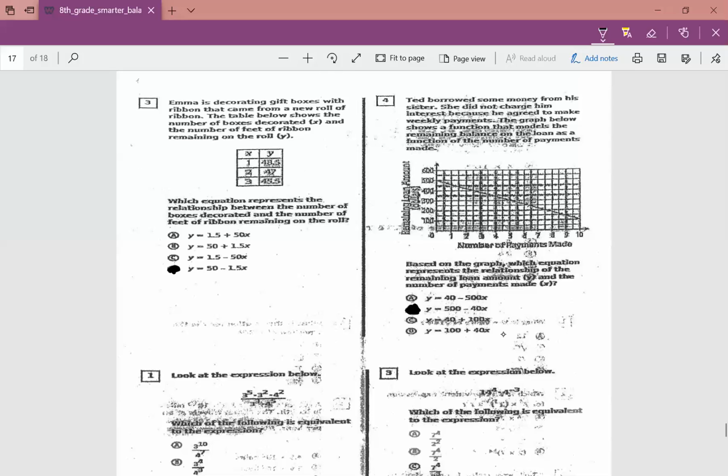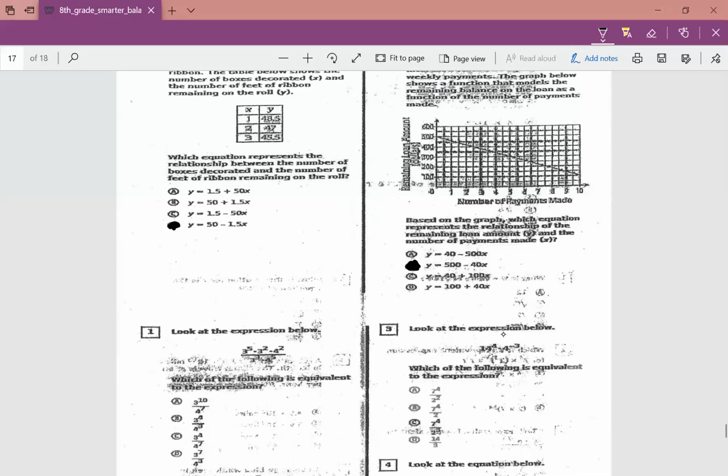The initial value of the function is the y-intercept, which is 500. The rate of change of the function, or the slope, is the change in y divided by the change in x. So you can pick some points, and you get the rate of change is negative 40. So the equation of the line is y equals mx plus b, where m is the slope and b is the y-intercept: negative 40x plus 500. The slope is negative because the remaining amount of the loan decreases with an increasing number of loan payments.